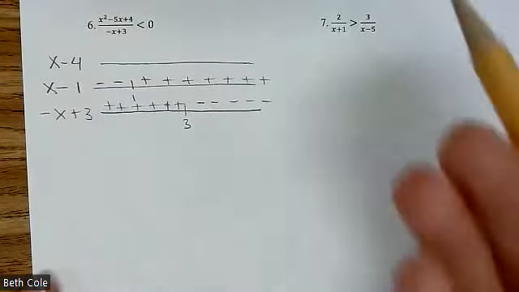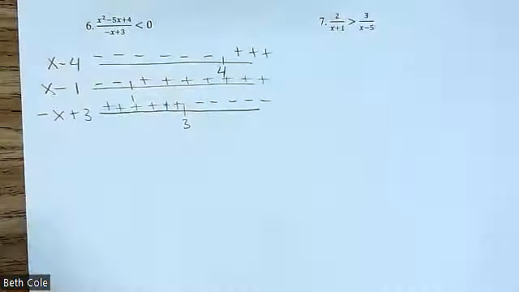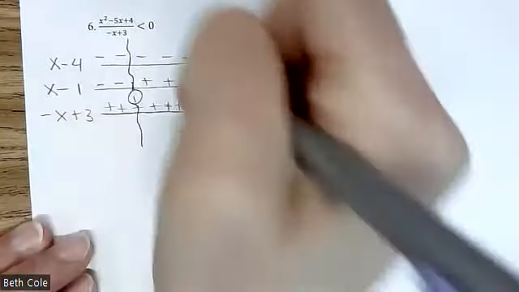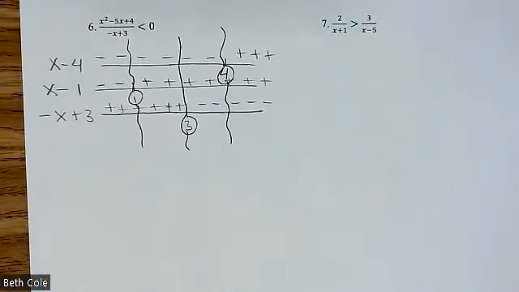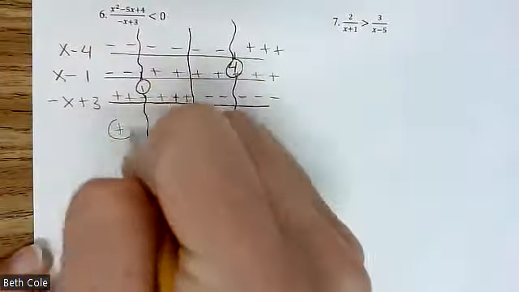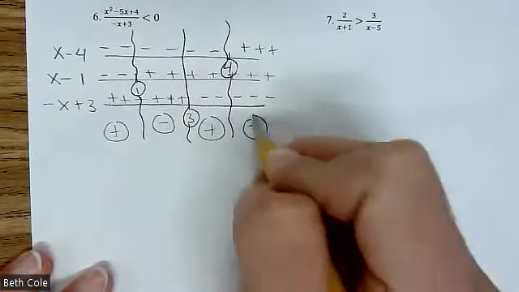And then this last one will give you 4. And nothing weird happened with that one. So negative to positive. And then you're going to slice up your number line. So what is your overall sign for the first section? Good. Negatives cancel, so that's positive, negative, positive, negative.